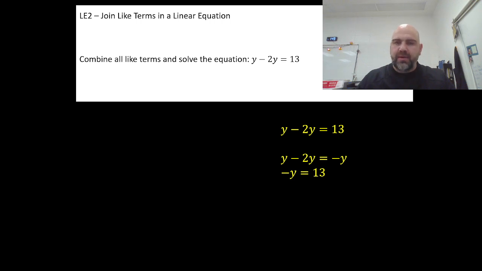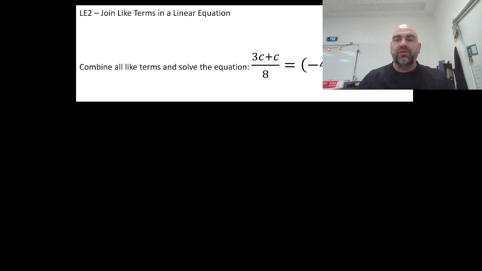Well, we have to remember that we always want to get a positive y value. So we have to get rid of that negative y, or that negative 1 in front of the y. Two different ways we could do it. We could either multiply or divide by a negative 1. When we do that, though, it's going to change the sign of each piece. So negative y becomes positive y, and the 13 becomes negative 13. And so our answer is y is equal to negative 13.